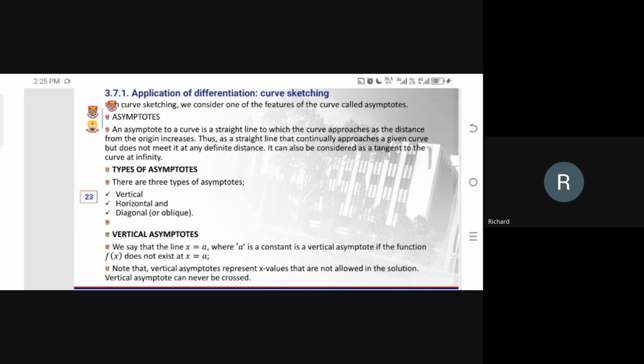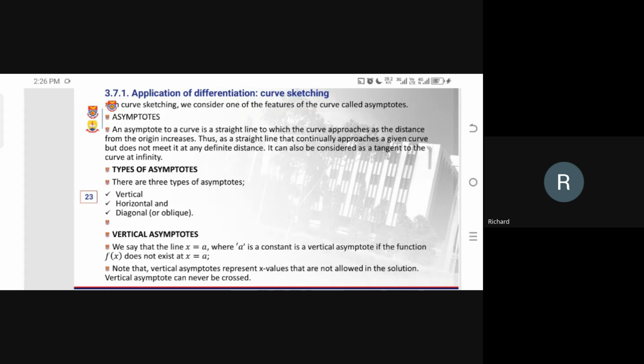approaches as the distance from the origin increases. Thus, it is a straight line that continually approaches a given curve but does not meet it at any definite distance, and can also be considered as a tangent to the curve at infinity. So under asymptotes, we have three types: the vertical asymptote, the horizontal asymptote, and the diagonal or oblique asymptote.